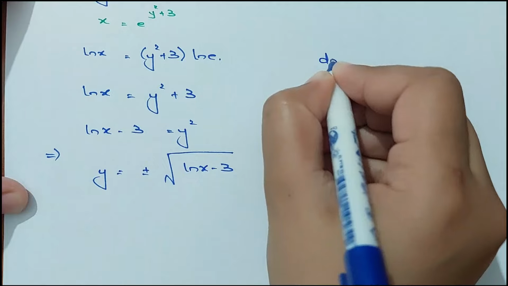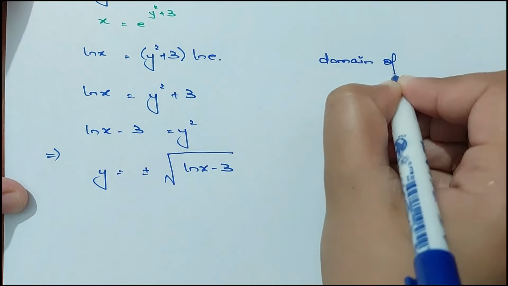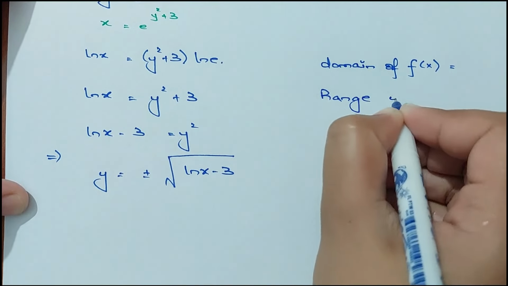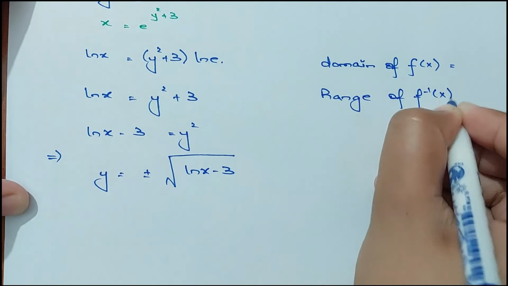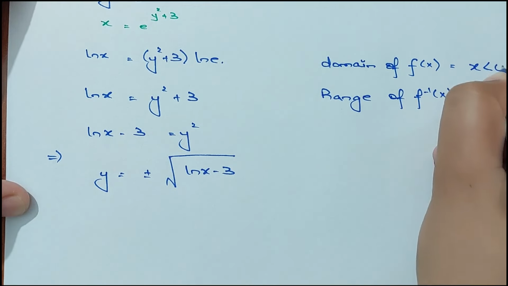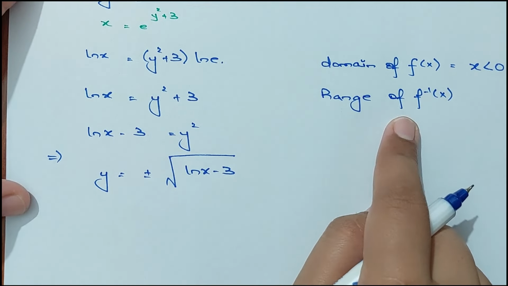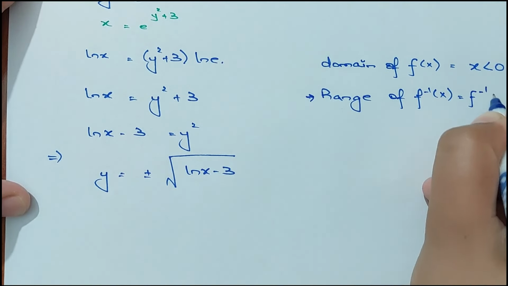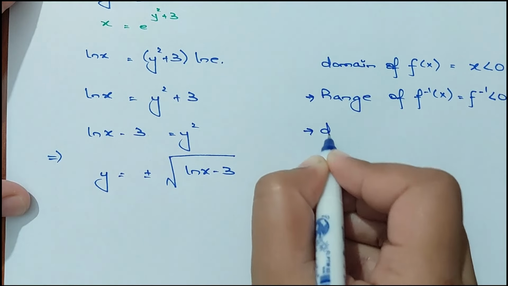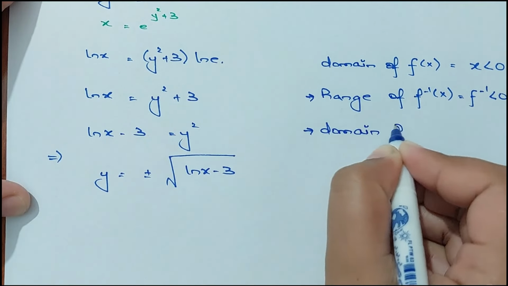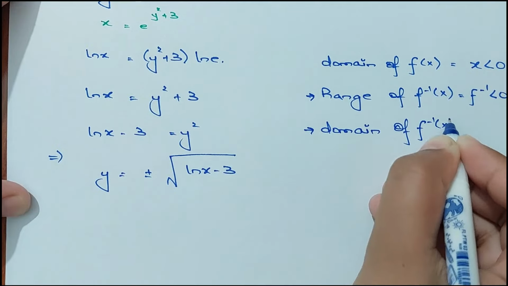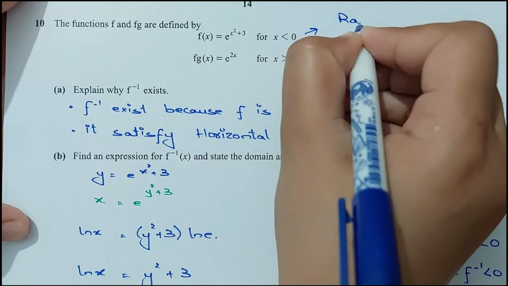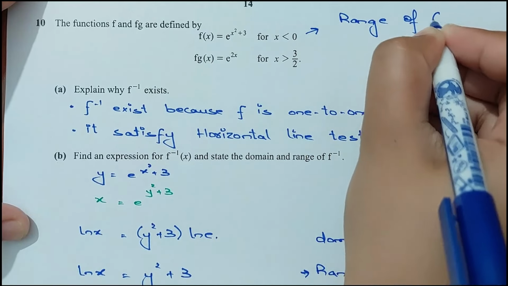So let's see. We know that the domain of f of x is equal to the range of f inverse of x, right? So the domain of f of x is x less than 0. That would be the range of f inverse of x, so the range of f inverse is less than 0. Now let me work on the domain of f inverse. The domain of f inverse of x is the range of f of x. So what is the range of f of x?